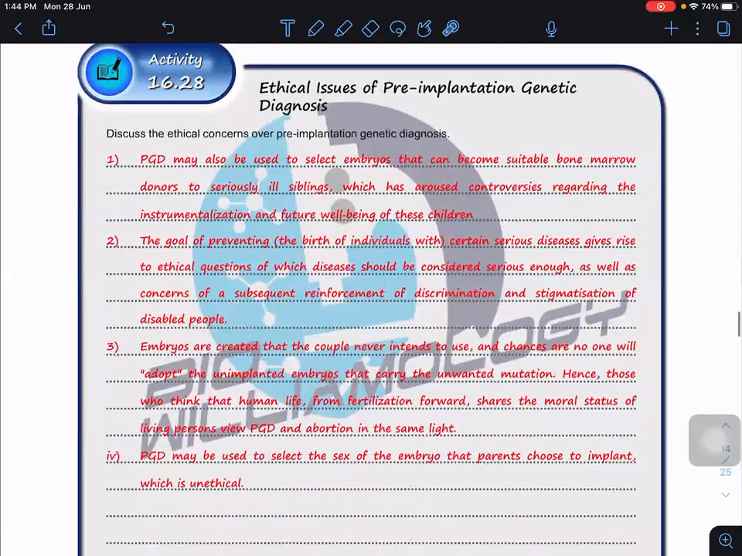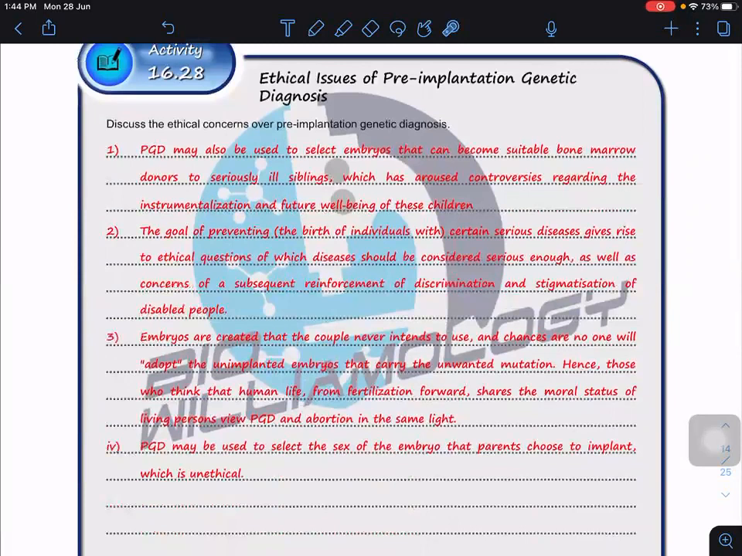Compared to the considerations of whether abortion needs to take place or not if you go for prenatal diagnosis. Okay. So what are the ethical issues of pre-implantation genetic diagnosis? PGD may also be used to select an embryo that can become a suitable bone marrow donor for a seriously ill sibling. What actually happens here is, if the sibling has a defect in the bone marrow, the parents can carry out in vitro fertilization, choose the embryo that matches, and then implant. So when this child is born, they can donate bone marrow to the elder brother or sister. So this is one of the concerns.